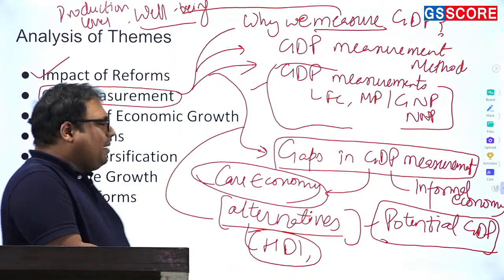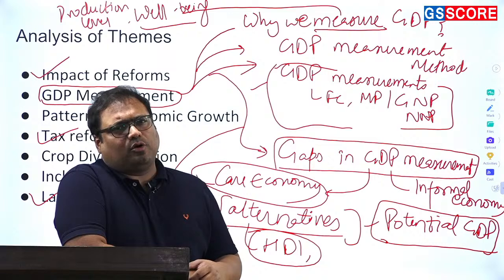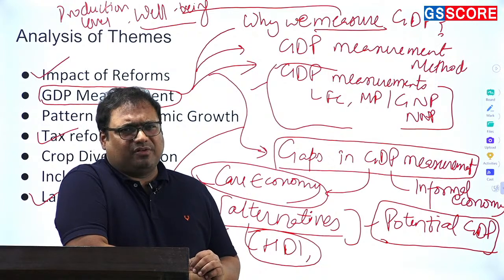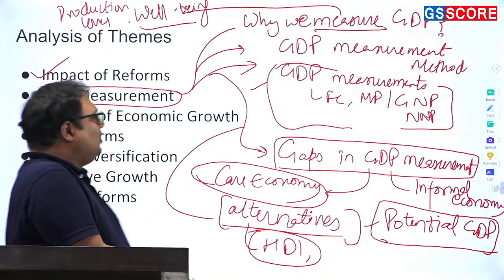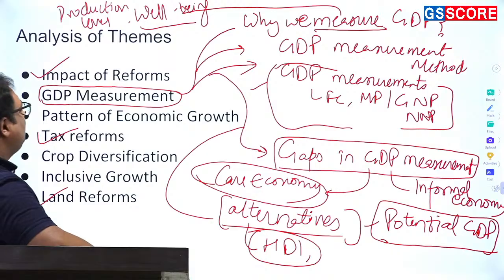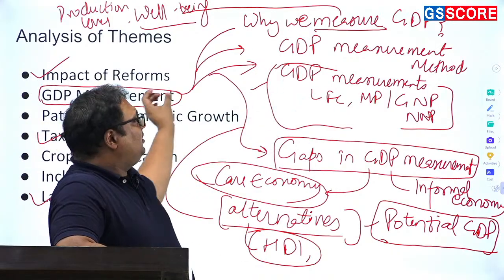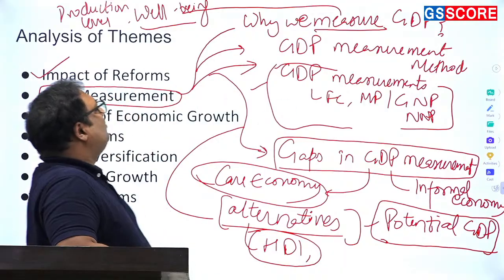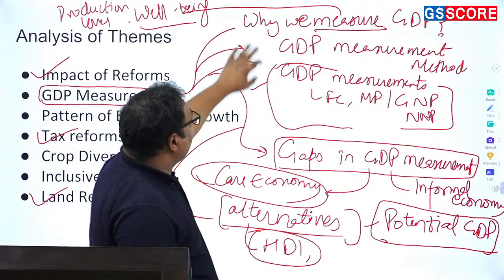Sometimes people talk about happiness index, although that is not properly measured, there is no parameter which can be measured. Happiness is not such parameter which can be measured. Nonetheless, this is what is there in the GDP measurement. So these are the various aspects of this theme. That is how you expand a theme. Now everything will fit into it.